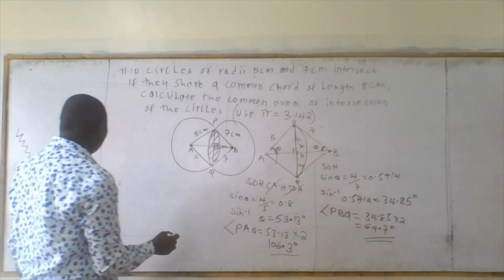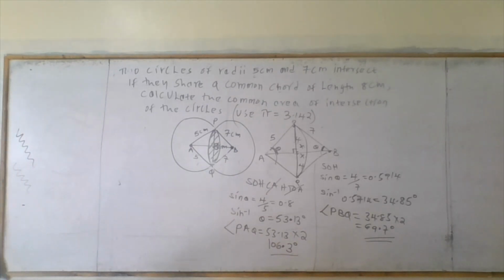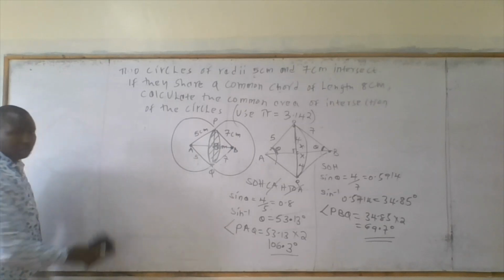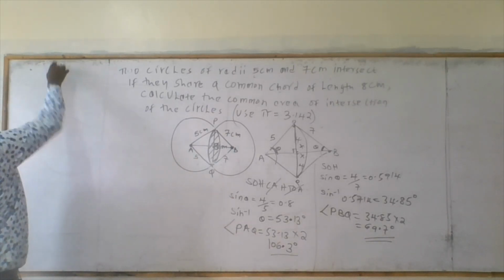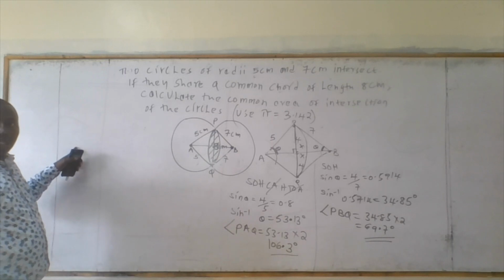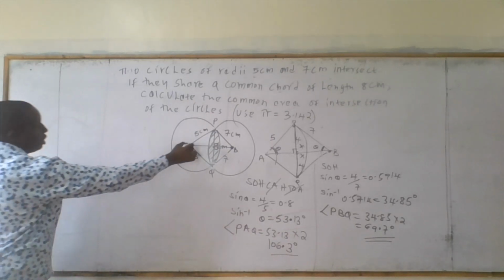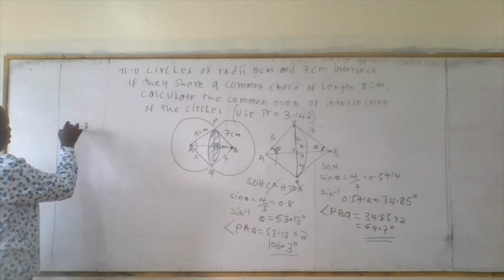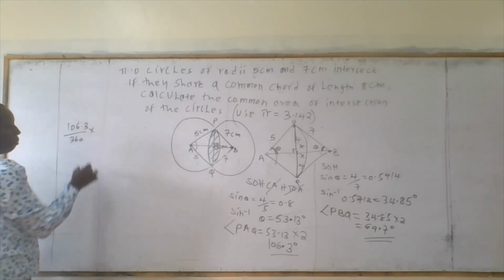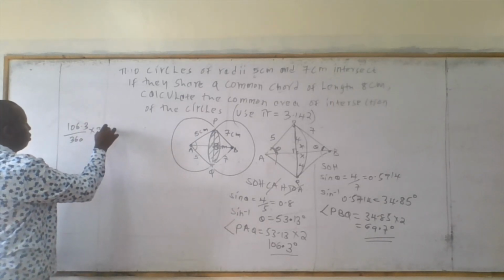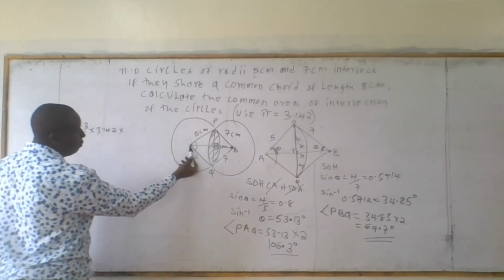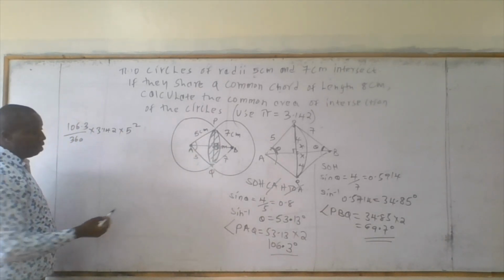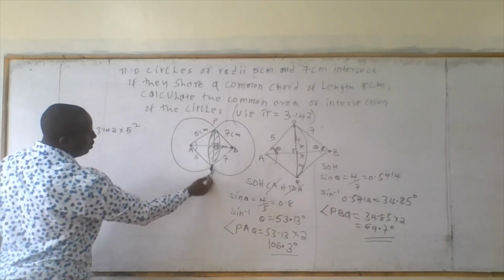So I want us now to find the area of the shaded region in this case. You say the angle here, you already got, is 106.3. Area of the sector is 106.3 over 360 times pi, where pi is 3.142, and the radius is 5, so you say 5 squared. That's the area of the sector. Then you subtract the area of this triangle.